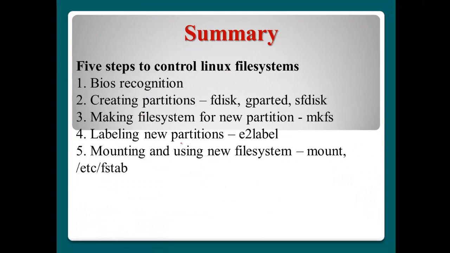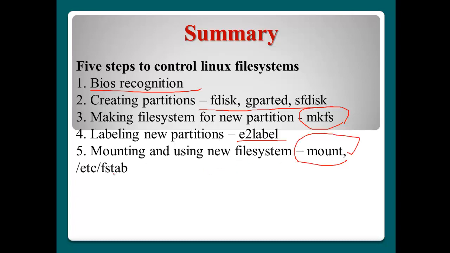Okay, in this video I explained the 5 steps to control Linux file systems. First, you have to recognize the new partition using BIOS recognition. If we add a new hard disk, Linux will recognize it as hdX or sdX like this. After that, if we want to create new partitions, you can use fdisk, gparted, or sfdisk. After that, we need to format, or make a file system, using mkfs. After that, we need to give an exact label to these new partitions using e2label. And after that, we can use the new partition using mount or /etc/fstab.